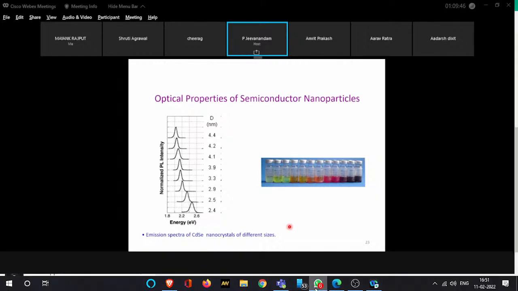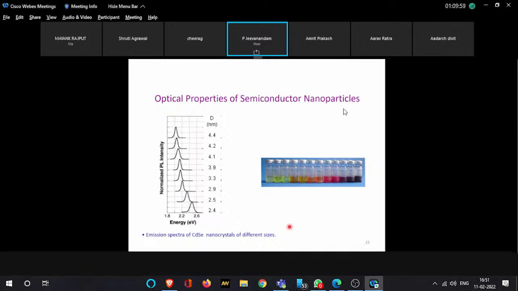A bulk solid may not show that. For example, if you take cadmium selenide, I was giving you the example. If you have a 1 millimeter size particle of cadmium selenide, you are not going to see any quantum size effect there. But when you talk about 4 nanometer size cadmium selenide, you are going to see quantum size effect.